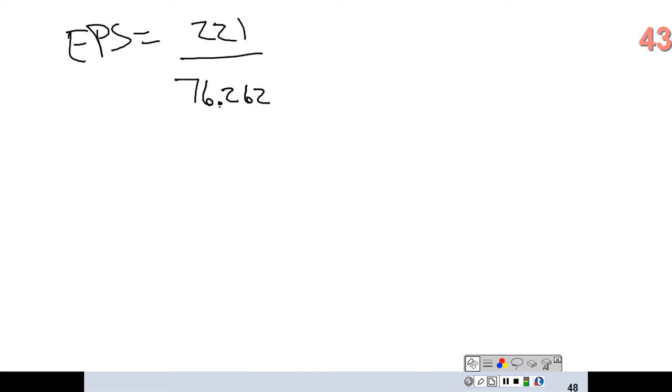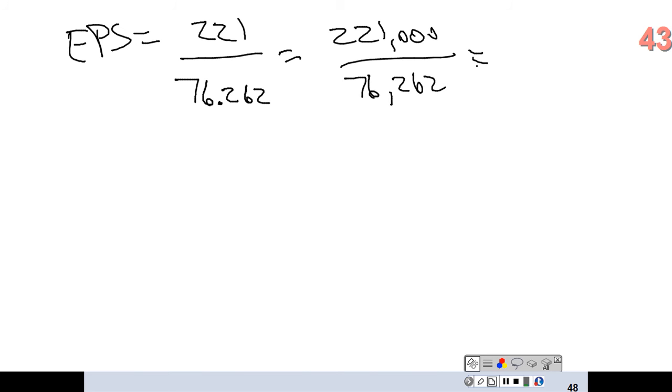And the reason that I did that is, remember, all of these numbers are in thousands. So this is actually 221,000. Now, I had a couple of options here. One is I could divide the 76,262 by 1,000 to put everything on the same playing field, and it's going to be 72.262. Or the other option is I could have written this as 221,000 divided by 76,262. Doesn't really matter. It'll come out the same way.